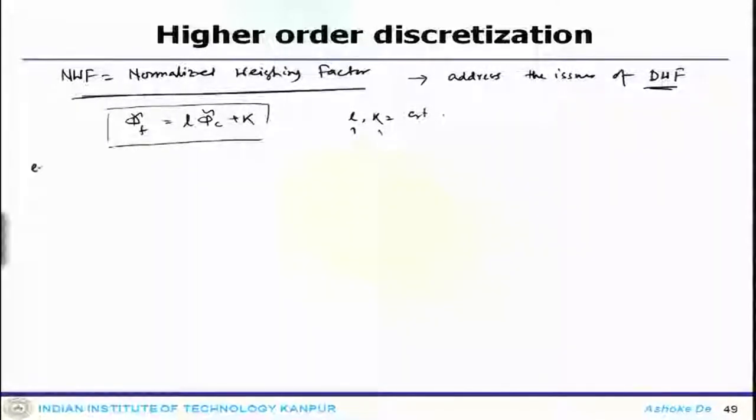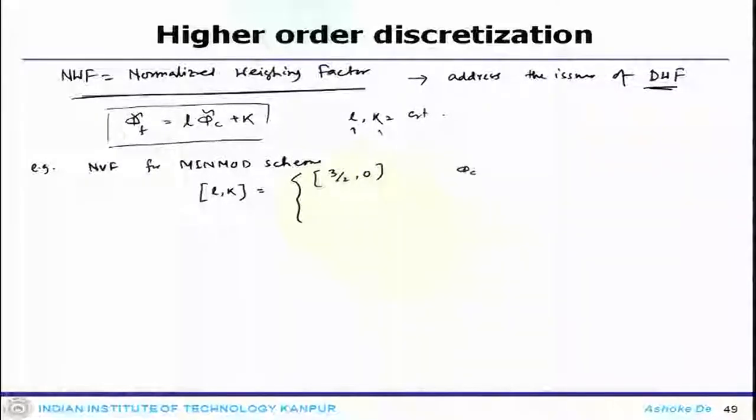Now, for example, in the normalized variable formulation for the MINMOD scheme, the values of L and K that we have obtained are like this: 3/2 and 0 for the range where phi c tilde goes from 0 to half, then half and half where phi c tilde goes between half and 1, and then 1 and 0 elsewhere. So these are the values of L and K which we have already derived while looking at the HR scheme.